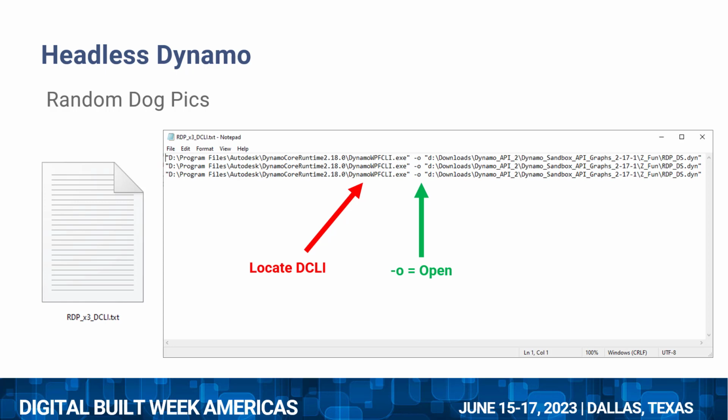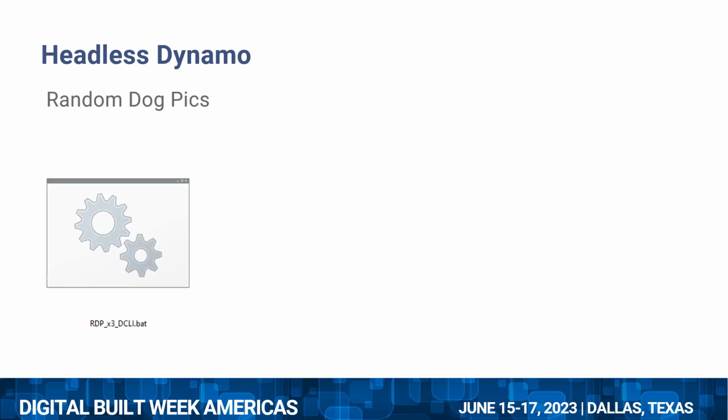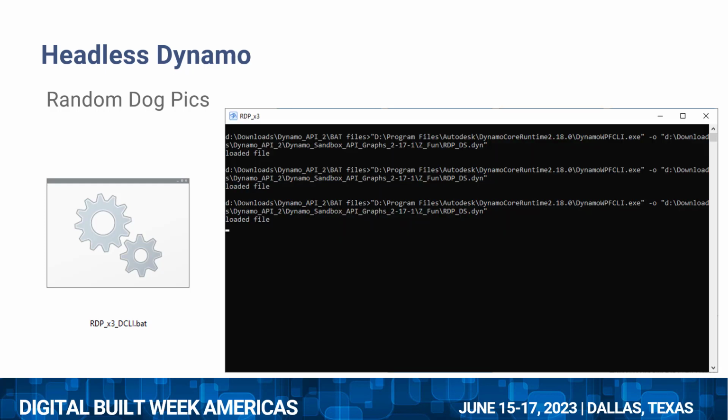Next, we have this little -O. That just means open. So take this program and then open this location, which is the location of the Dynamo graph. And again, if we have multiple lines, in this case we have 3, that means it's going to run and execute 3 graphs. So we save that as a bat file. We double click on it, and this is what we see. We get a pop-up. It'll load the graph. Once it says loaded file, that means it's completed. Next one, loaded file. Next one, loaded file. And when it's all done, it just disappears from your screen, and what you've asked it to do is complete.